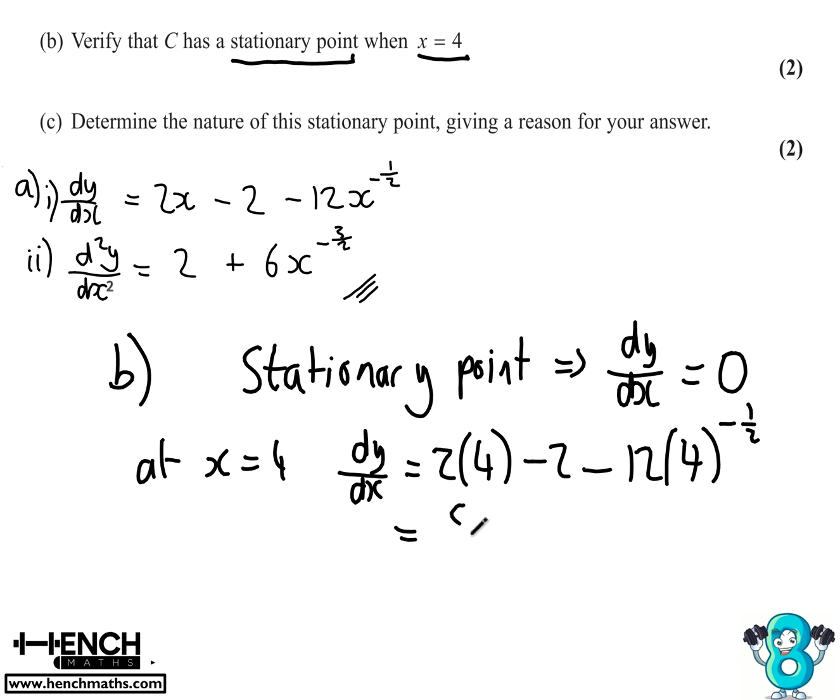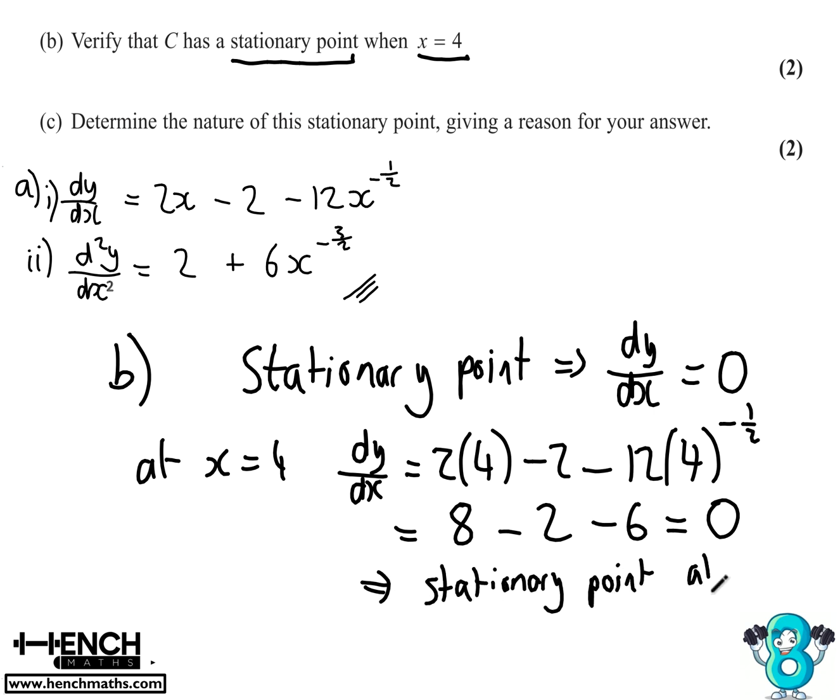And so we can use a calculator. 8 minus 2, 4 to the power of negative a half is 1 over the square root of 4, which is a half, times 12 is 6. We get negative 6. We get 0. So we found dy by dx is 0, so this implies a stationary point at x equals 4.